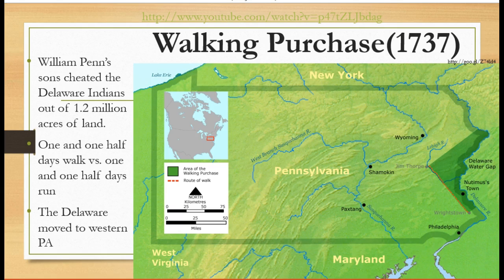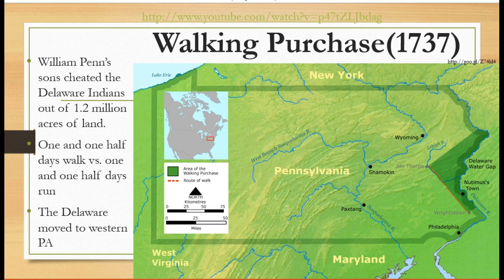And so his sons end up cheating the Delaware Indians out of 1.2 million acres of land. And here's how they did it. They proposed to the Native Americans that they would be able to buy from the Native Americans however much land one man could walk in 1.5 days.